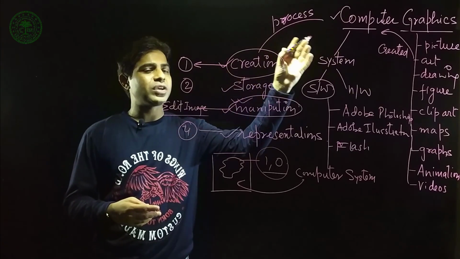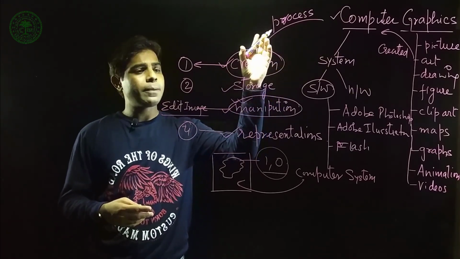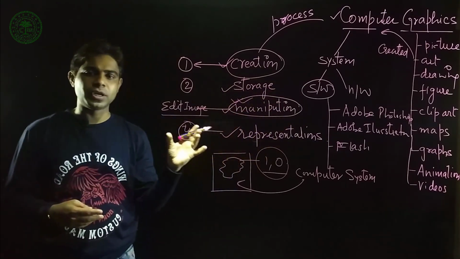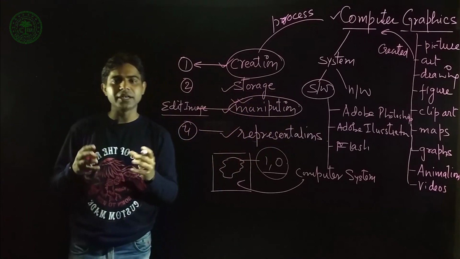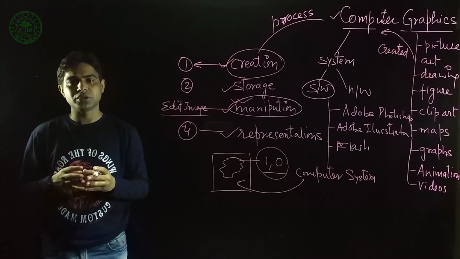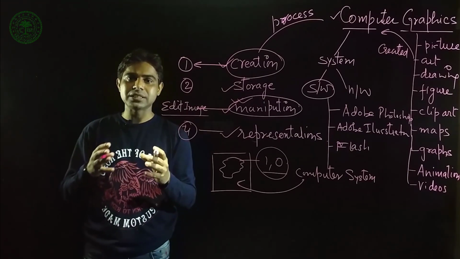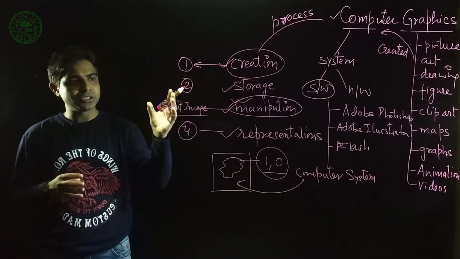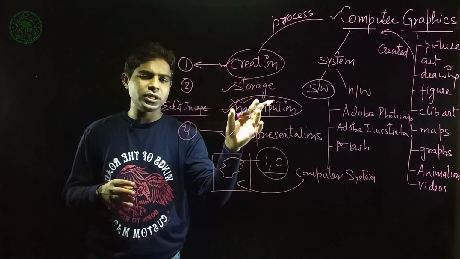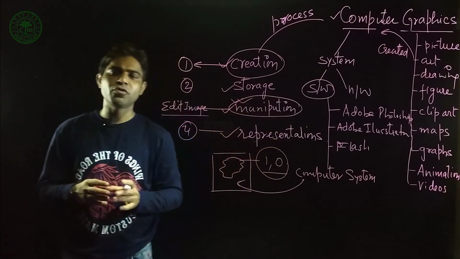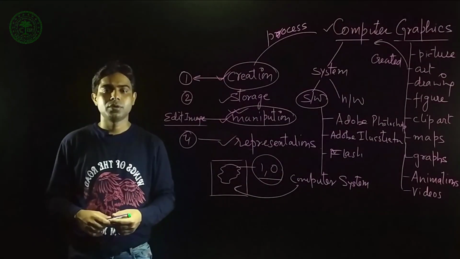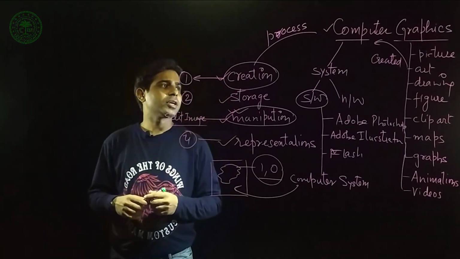So computer graphics is concerned with the creation, storage, manipulation and representation of an image. So in technical terms, if I try to define what computer graphics is, computer graphics deals with the creation, storage, manipulation and representation of pictures. That is called computer graphics. So this is how we define computer graphics.